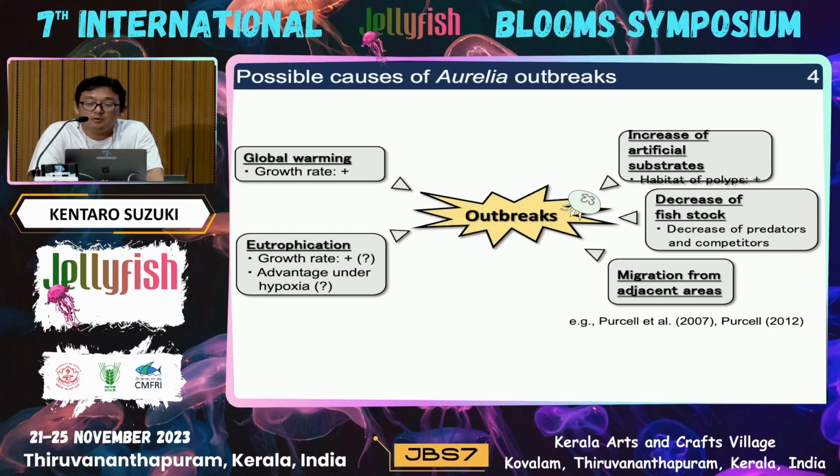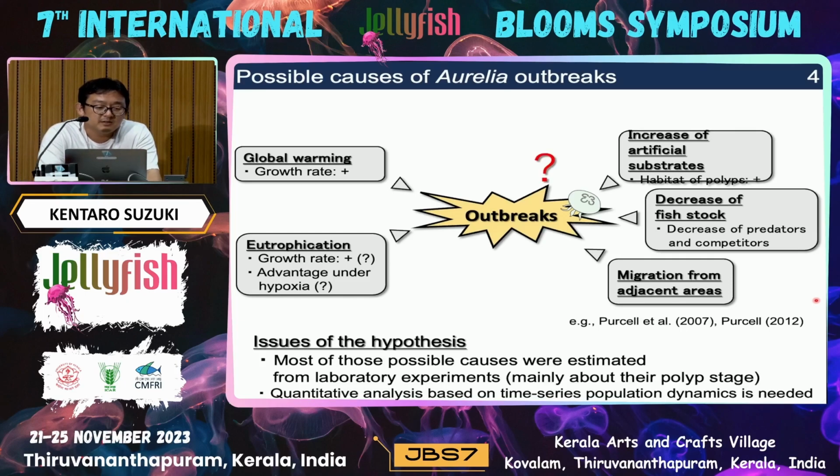Possible causes of Aurelia outbreaks that have been suggested include global warming, which can boost their growth rate, and eutrophication, which can also boost growth rate and provide the hypoxic condition Aurelia may prefer. The increase of artificial substrates provides additional habitat for polyps, and the decrease of fish stock means fewer predators and competitors against Aurelia. Migration from adjacent areas can also increase the number of Aurelia, but most of these possible causes were estimated from laboratory experiments, and what is going on in the sea has rarely been validated. So we need quantitative analysis based on time series population dynamics.